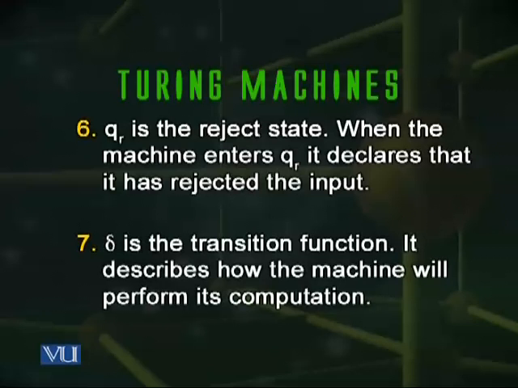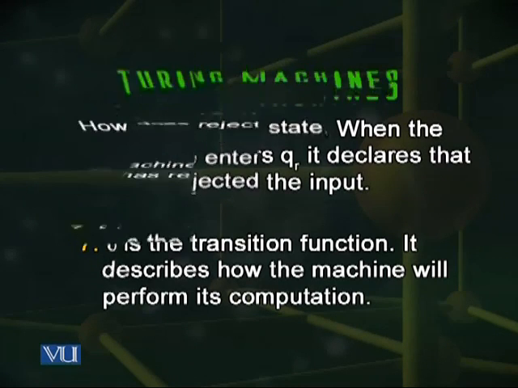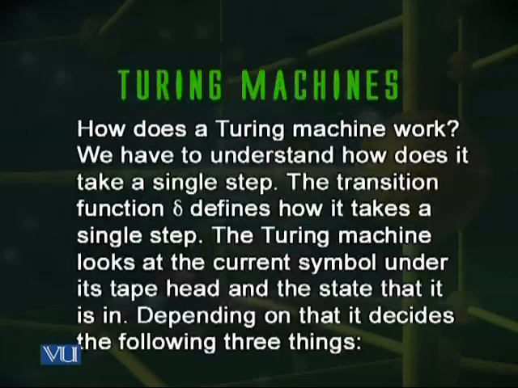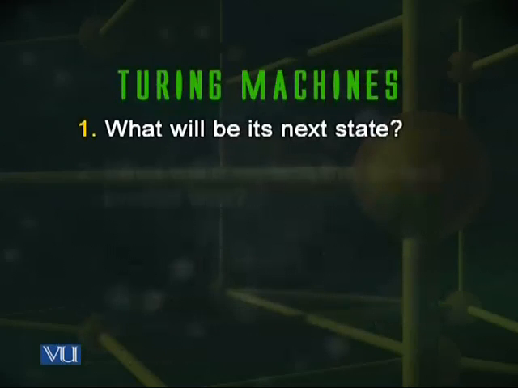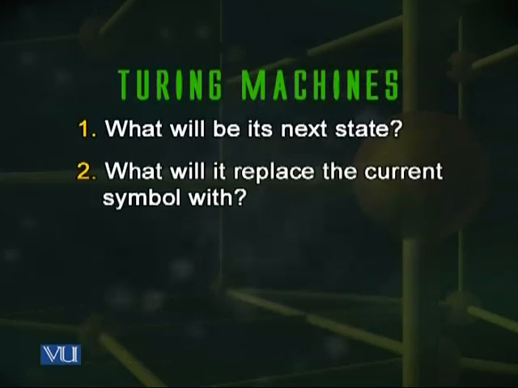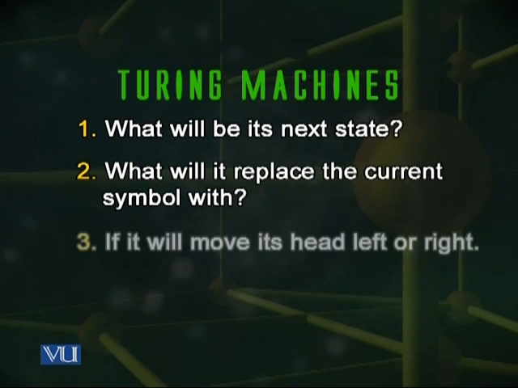Delta, which is the most important part of the Turing machine, is the transition function. It actually describes how the machine will perform its computation. How does a Turing machine work? We have to understand how it takes a single step. The transition function delta tells us how it takes a single step. The Turing machine looks at the current symbol under its tape head and the state that it is in, and depending on this, it decides the following 3 things. 1. What will be the next state? 2. What will it replace the current symbol that it's scanning with? 3. Whether it'll move its head left or right.